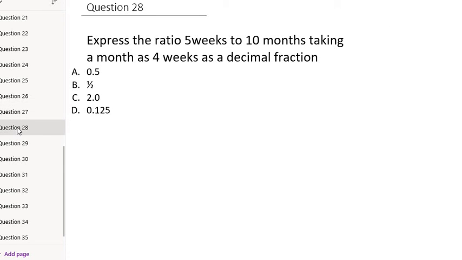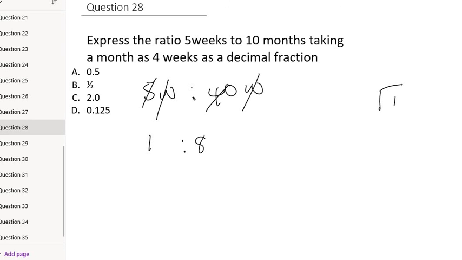Question 28. Express the ratio 5 weeks to 10 months, taking a month as 4 weeks, as a decimal fraction. 5 weeks ratio 10 months, 4 times 10 will give me 40 weeks. Weeks cancel weeks. 5 into 5, 1, 5 into 40, 8. 1 ratio 8. So 1 divided by 8.